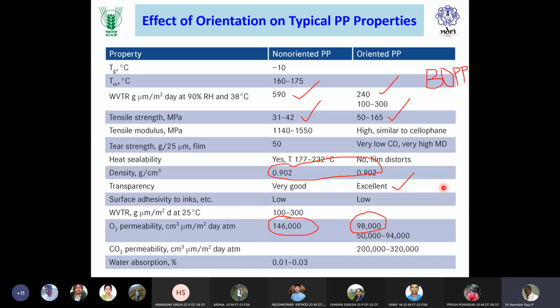So when you are selecting a particular polypropylene, your interest should be in looking at the properties of this polypropylene, or for that matter any plastic, because the properties vary depending on the type of selection, right?